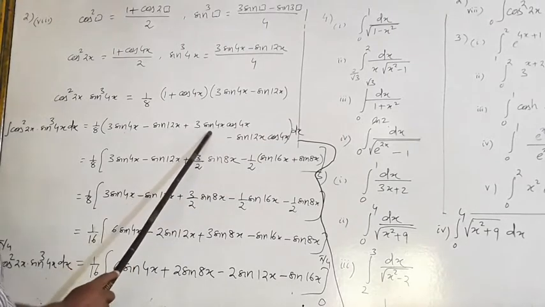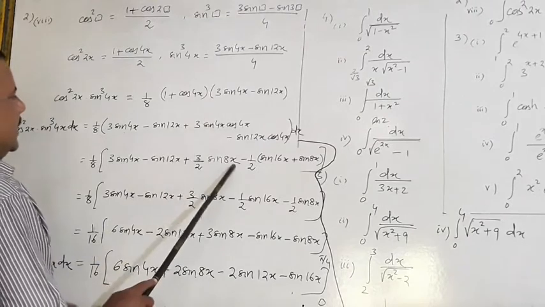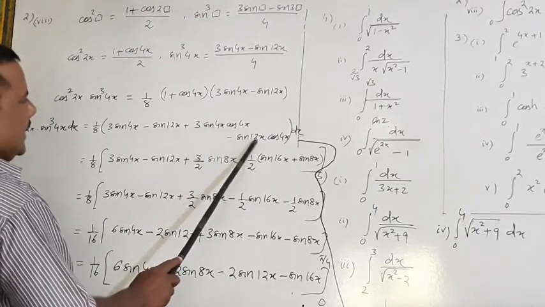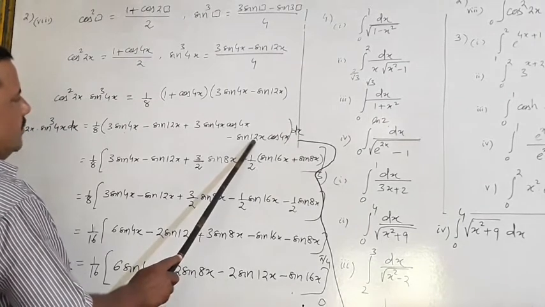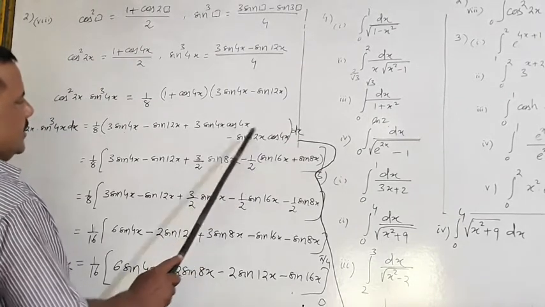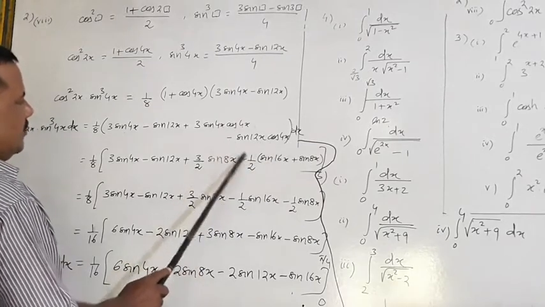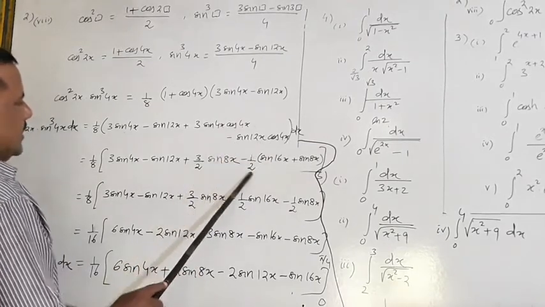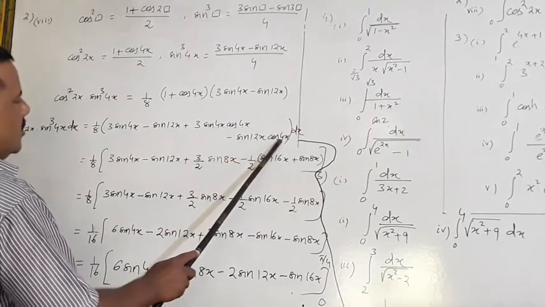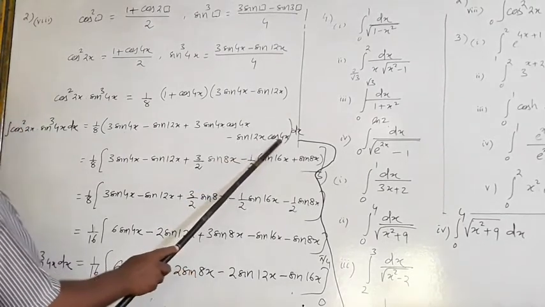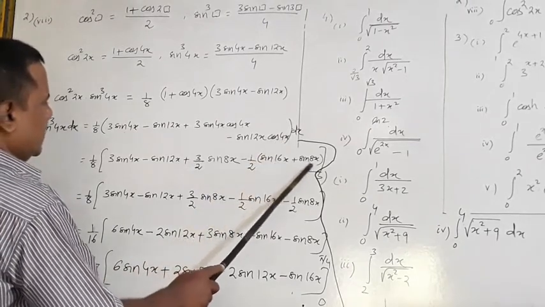Here I am applying the formula 2 sin A cos B. Here A is the bigger one, that is 12x, and B is the smaller one, that is 4x. For 2 sin 12x into cos 4x, I am multiplying by half and 2. The half is there, and 2 sin 12x cos 4x, that is 2 sin A cos B, equals sin (A plus B) plus sin (A minus B).